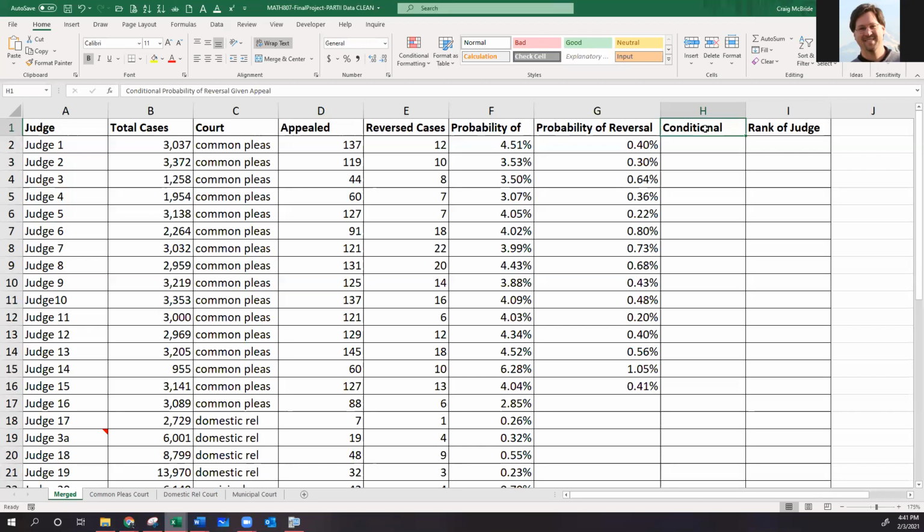But in any case, those would be the only 3 logical ways that you could rank your judges. So just pick one and then rank them accordingly.